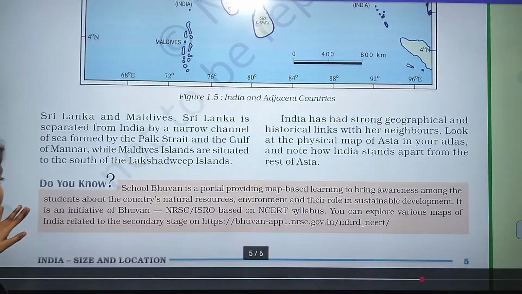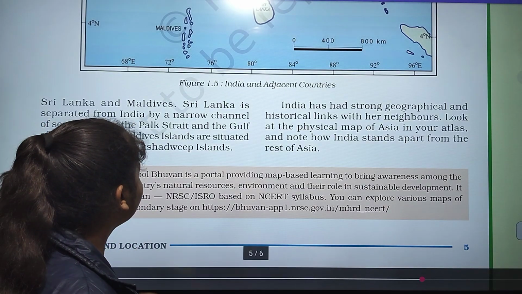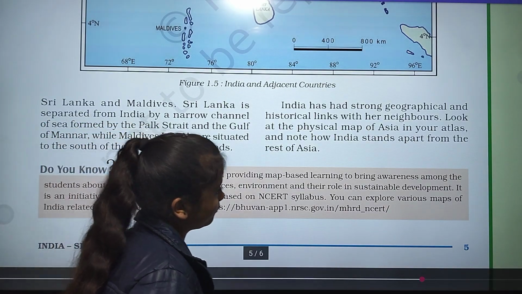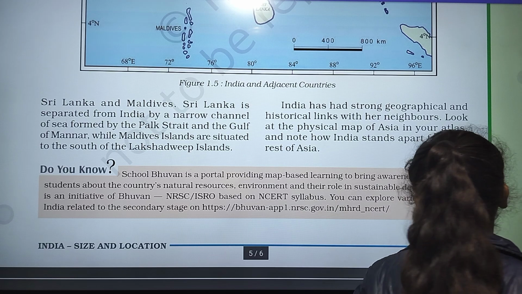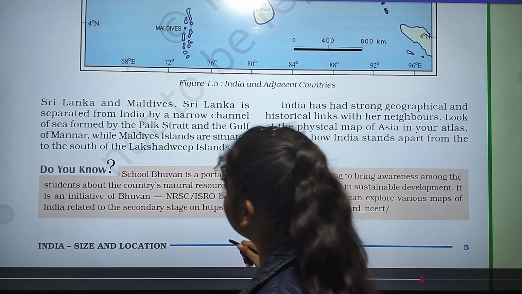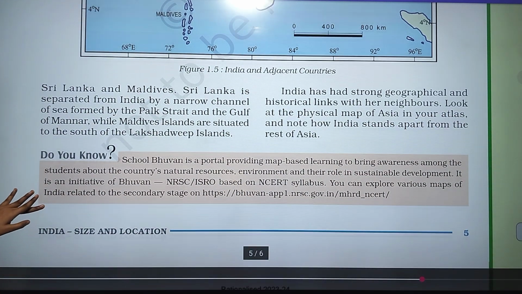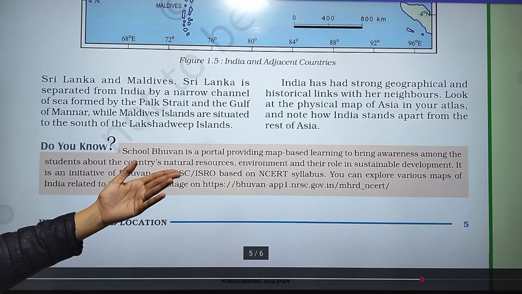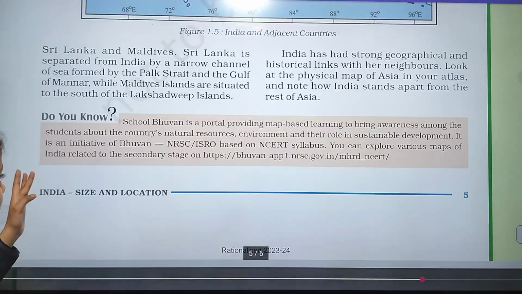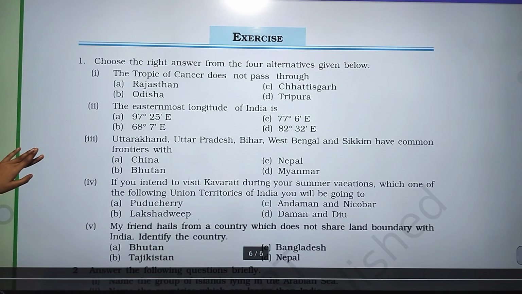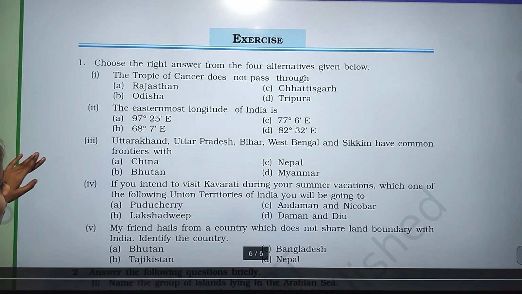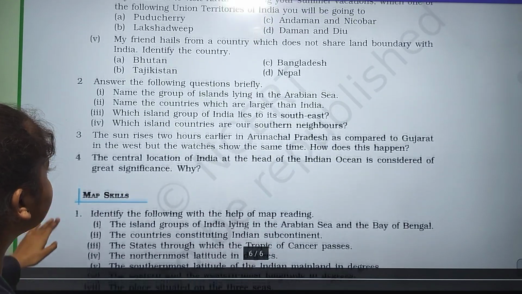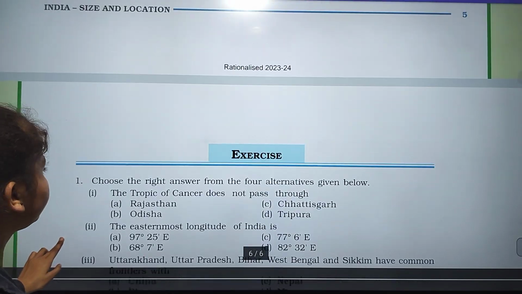So, do you know School 1 is a portal providing map based learning on beginning awareness. This one is not about to study. It is from the NCERT syllabus. So here again these are exercises. So we will do this.